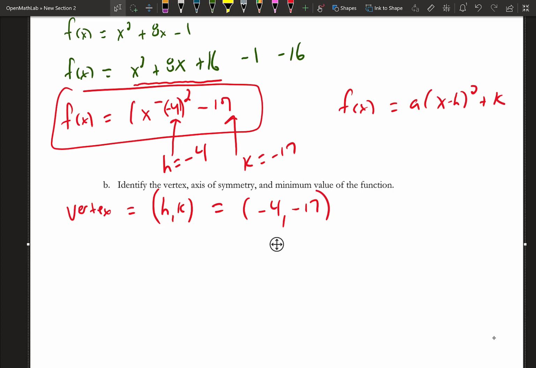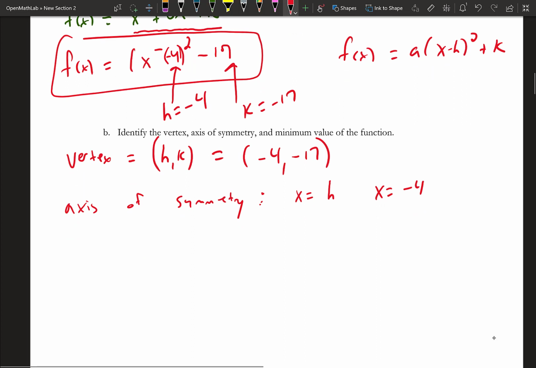The next thing we want to find is the axis of symmetry. Remember, the axis of symmetry is just x equals h, in other words, x equals negative 4. Lastly, we want to find the minimum value. The minimum value is going to equal k, which is negative 17.